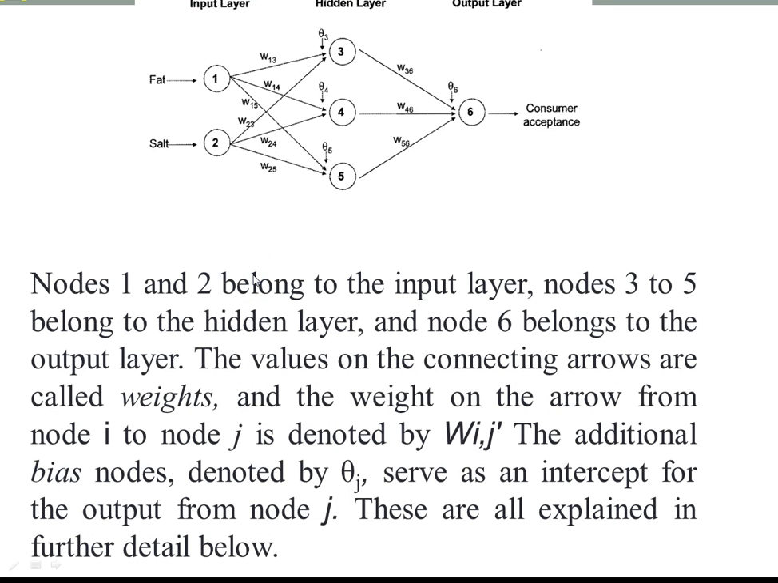Okay. Now, nodes 1 and 2 belong to what's called the input layer. Nodes 3 to 5 belong to the hidden layer, and node 6 belongs to the output layer. The values on the connecting arrows are called weights, and the weight on the arrow from node i to node j is denoted W sub ij. The additional bias nodes, denoted by theta sub j, serve as an intercept. We'll talk about that later. These are all explained later.